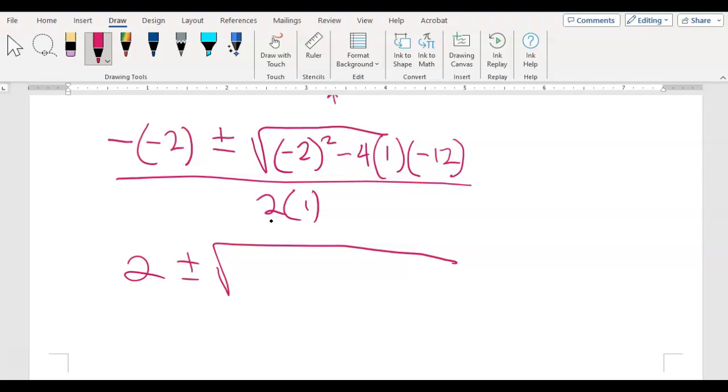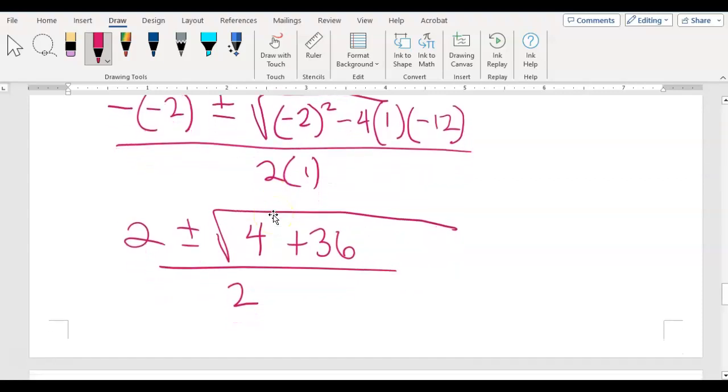Negative 2 squared, negative 2 times negative 2 is positive 4. Minus 4 times 1 is negative 4. Negative 4 times negative 12 is positive 36, divided by 2. Okay, so now I have 2 plus or minus the square root of 40 all over 2. This is, again, a situation where it's not going to be the prettiest answer, right?